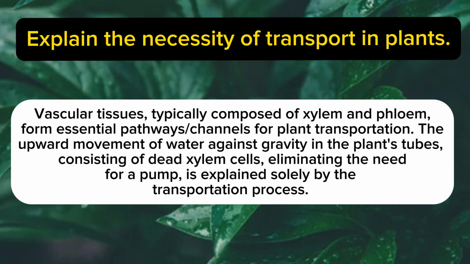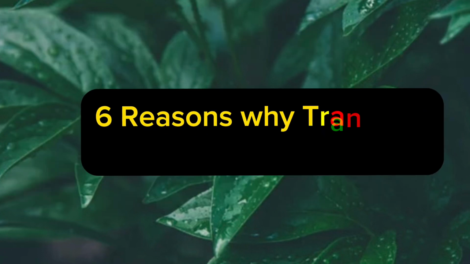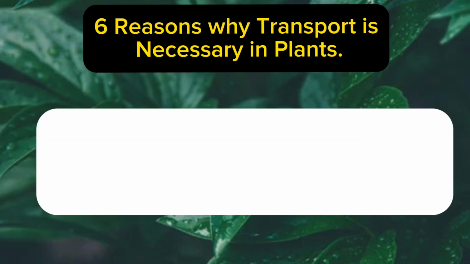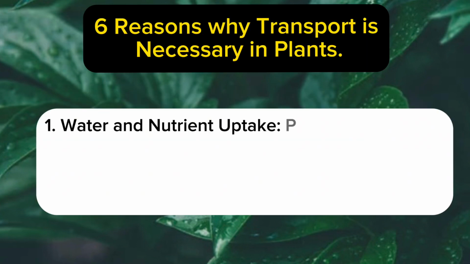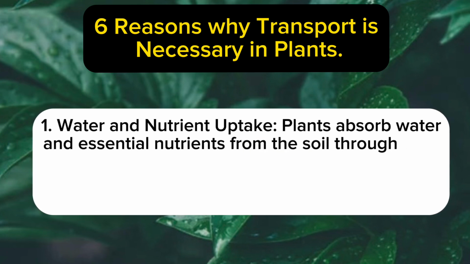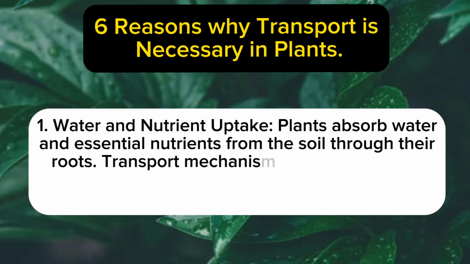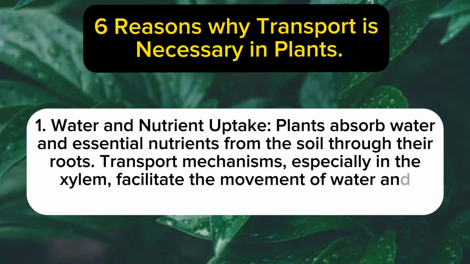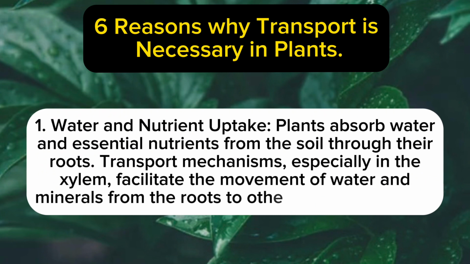Next, let's move to 6 reasons why transport is necessary in plants. You could be asked this question. So this is how you're supposed to break them down into 6 different parts. The first one, water and nutrient uptake. Plants absorb water and essential nutrients from the soil through their roots. Transport mechanisms, especially in the xylem, facilitate the movement of water and minerals from the roots to other parts of the plant. So transport is very necessary.